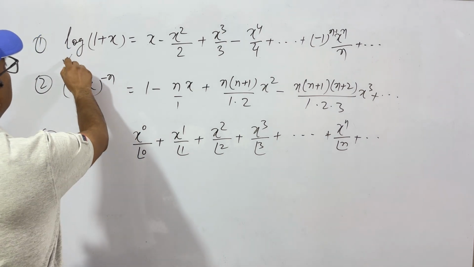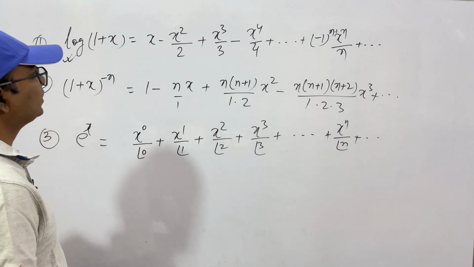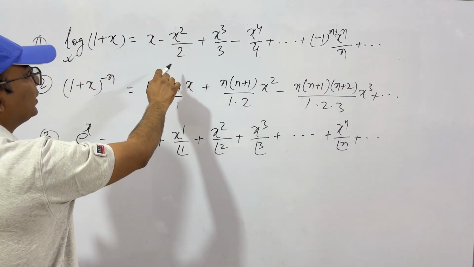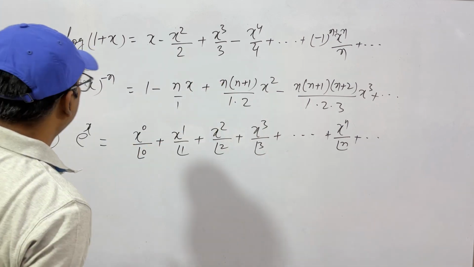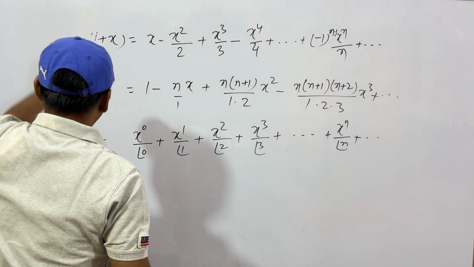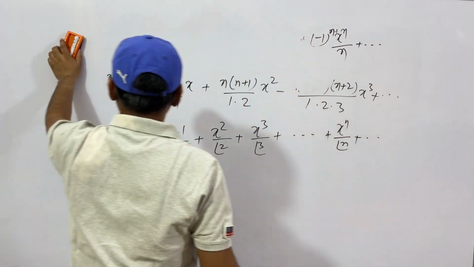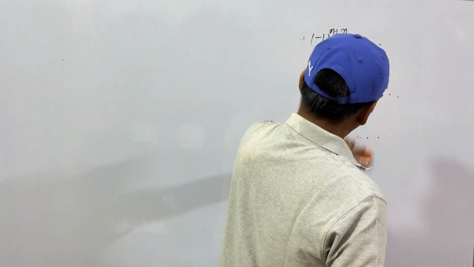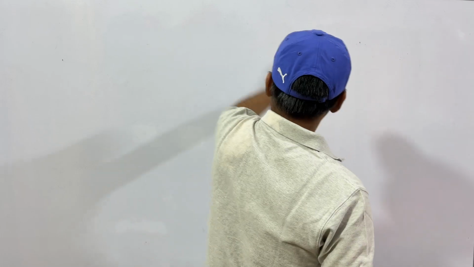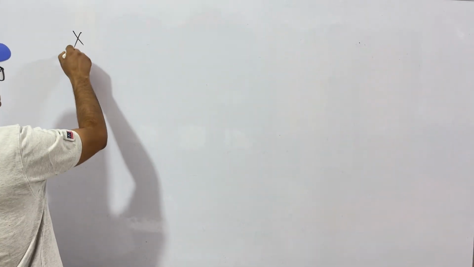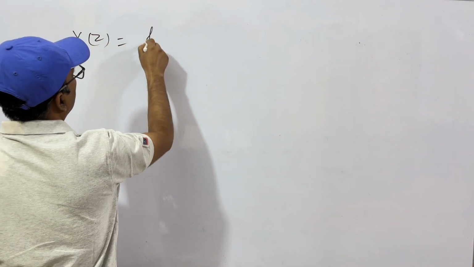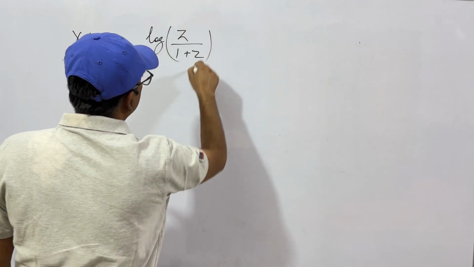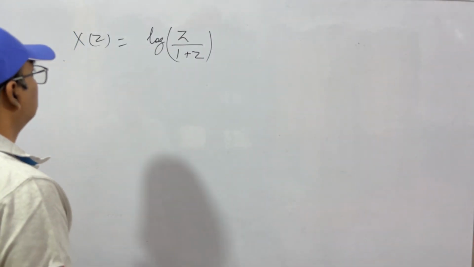Now let's see an example on this. Later on we will see on this also, but first of all let's see on the log 1 plus x, remember it is x minus x square by 2 plus x cube by 3 minus x4 by 4. So let's see our first example. So our example is xz is log of z by 1 plus z. We have to find xn, inverse z transform.